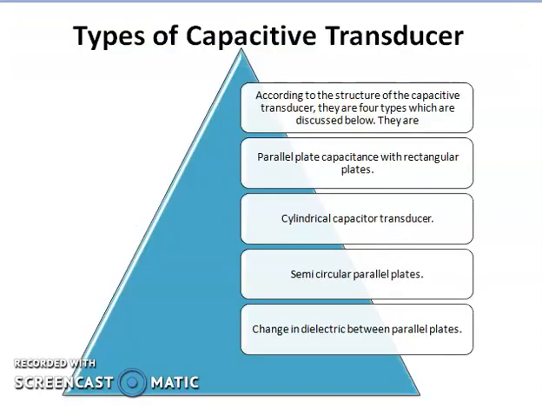Now coming to the types of capacitive transducer. According to the structure of the capacitive transducer, there are mainly four types. The first one is the parallel plate capacitor with a rectangular plate, the second one is the cylindrical capacitor transducer, the third one is semicircular parallel plates, and the fourth one is change in dielectric between parallel plates.